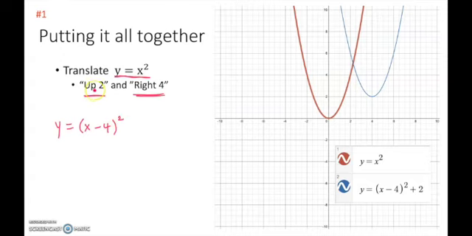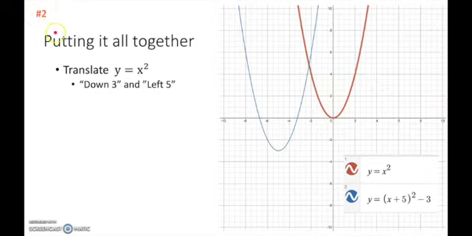And then next, we're going to work on this up 2 portion. So to do that, we're just going to be placing a plus 2 at the end of that. So as you can see, our graph of y is equal to x squared is here in red. And in blue, we've moved our graph to the right 4 as well as up 2.